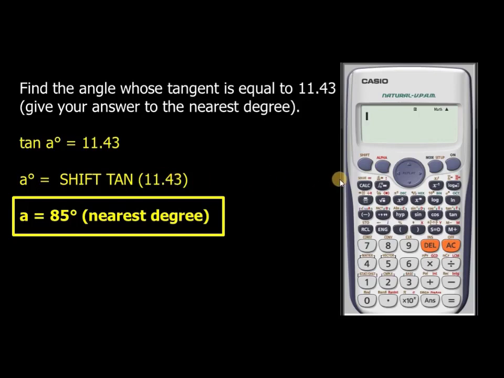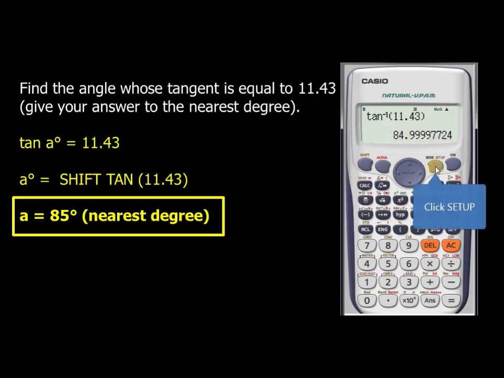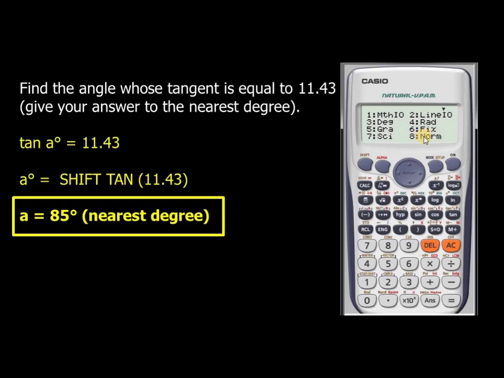On a calculator, this is what we do. Shift tan 11.43, close the bracket, equals. This is the full answer. We don't want any decimal places, so we go Shift, set up, fix, that is number 6. We want to fix it to 0 decimals, so we go 0, and the answer is 85 degrees.